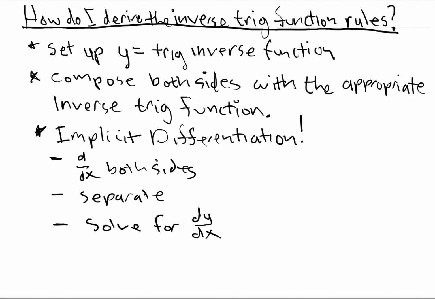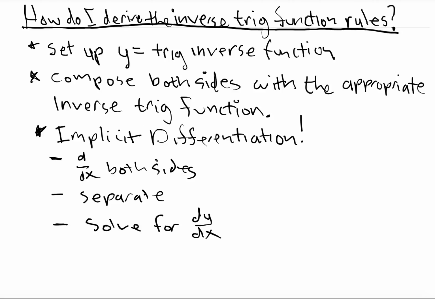And once you have that, we're going to compose both sides with the appropriate inverse. So if you started out with a sine inverse over here, compose both sides with sine, so take sine of both sides. If you started out with a cosecant inverse, take cosecant of both sides. And then after that, we're going to do implicit differentiation on whatever we got.